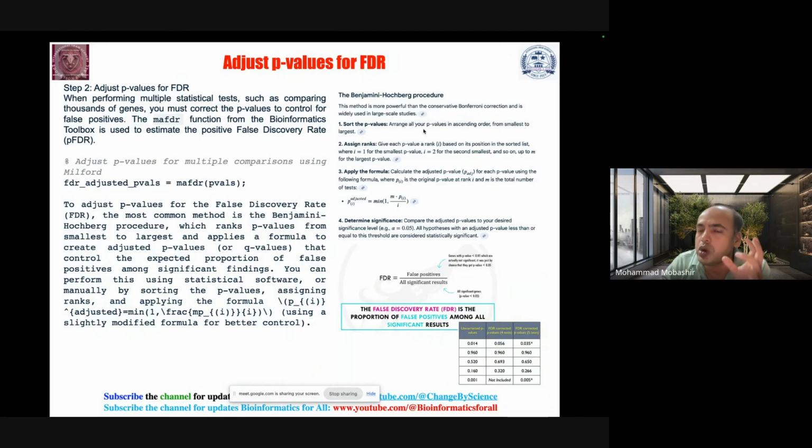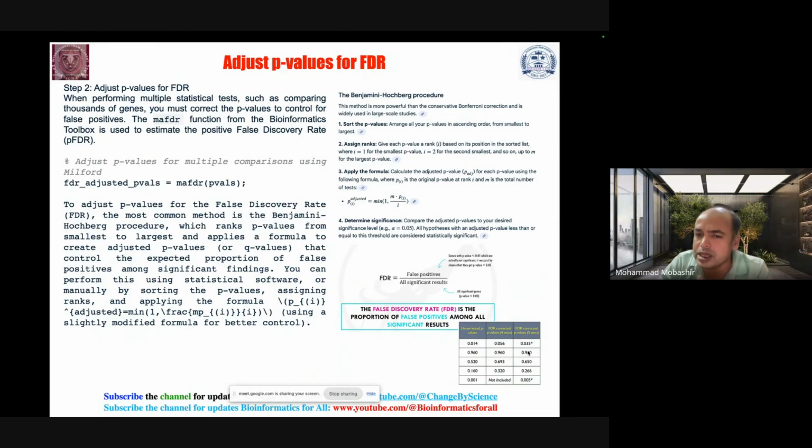Sort the p-values: arrange all your p-values in ascending order, from smallest to largest. Assign the ranks: give each p-value a rank based on its position in the sorted list. Then apply this formula, or think of it like this: FDR equals false positives over all the significant results. Then determine the significance, where you compare the adjusted p-values to your desired significance level, for example alpha equals 0.05. All the hypotheses with an adjusted p-value less than or equal to the threshold are considered statistically significant.